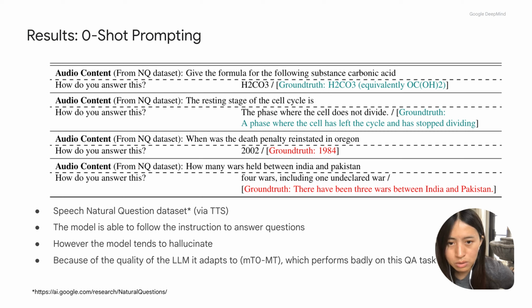Although the model learns to follow the instruction to answer the question, the model is not able to answer the question correctly, mostly because of the quality of the LLM we used to adapt to, in this case, mT0 MT, and it performs badly in this QA task. If we change the LLM which it adapts to a better, higher quality LLM, generally this question can be resolved.